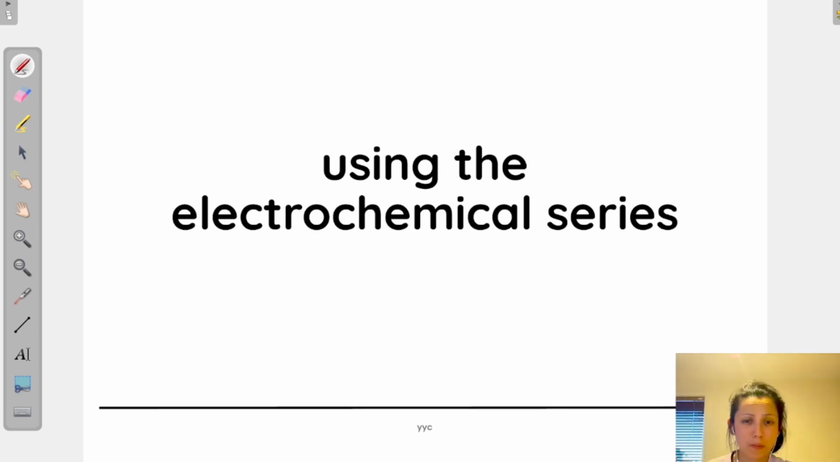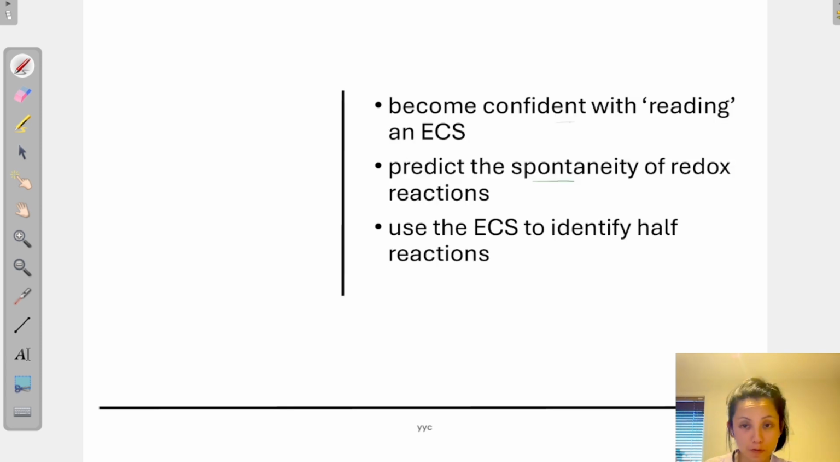Today we're going to talk about how to use the electrochemical series, specifically for redox. All I want you to do is to become really confident at reading one, trying to use it to figure out spontaneous and non-spontaneous redox reactions, as well as identifying the half equations that are occurring in these redox reactions.